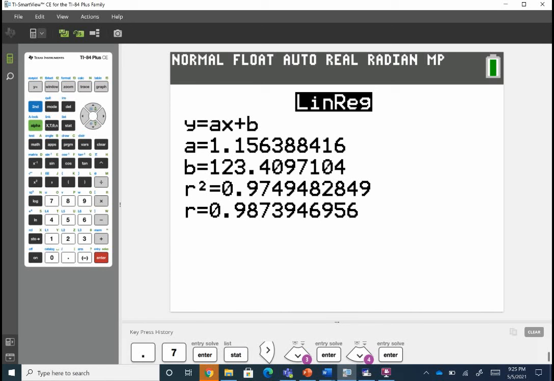This first question asks us for the correlation coefficient. That is just your R value. So the very last thing listed on your screen, the plain R, and it's customary to round that to 3 decimal places. So 0.987.